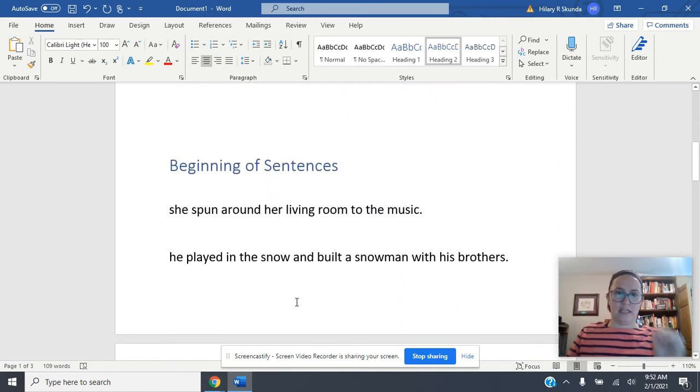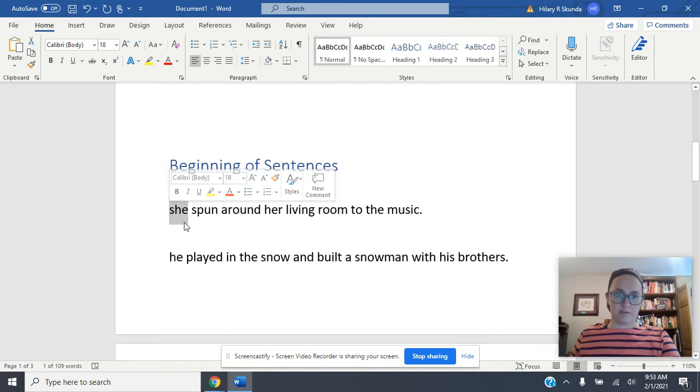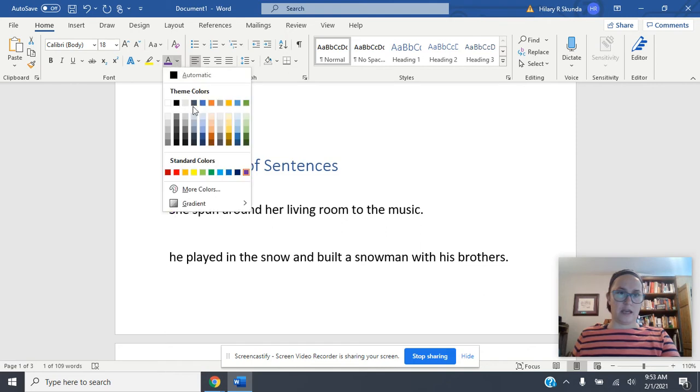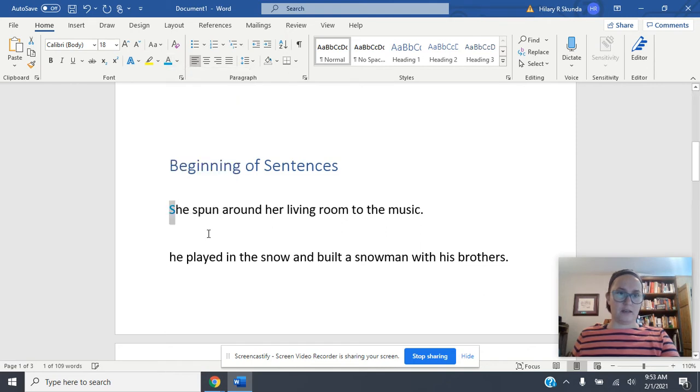Okay, so the beginning of sentences. Here's our first sentence. She spun around her living room to the music. Because I have this first word here, it is the beginning of my sentence. I am going to capitalize that S and make it bigger so that we can tell that the sentence has begun. She.